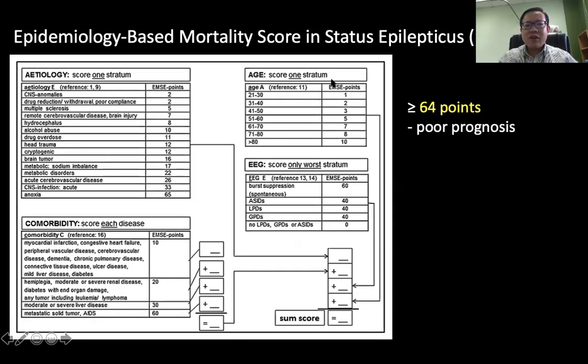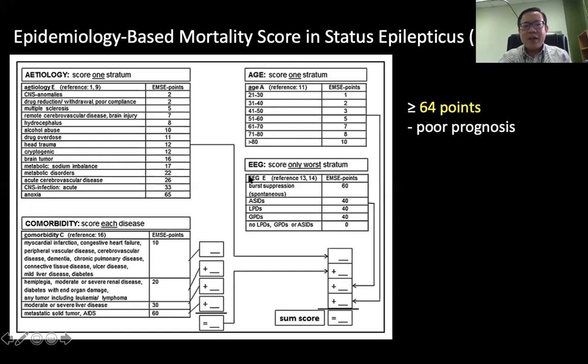The next score is called EMSE score. EMSE score was proposed in 2014. It is much more complex, but apparently if you have the chart, then you can chart it within 1 minute. It is looking at a few things. The first is etiology, comorbidity, age, and EEG.